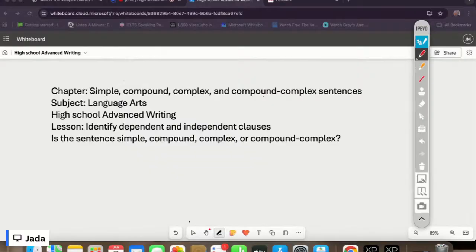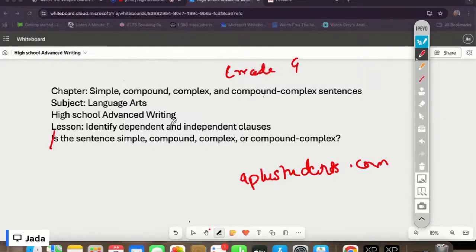Today we'll have simple, compound, complex, and compound-complex sentences. First, you have to log in using aplusn.com. Click on language arts. This class is for the high school advanced writing. We'll get a lesson on that, grade 9. Our lesson will be identifying dependent and independent clauses. Is the sentence simple, compound, complex, or compound-complex?